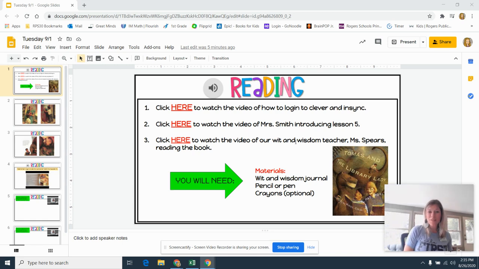You have already watched the video of how to log into Clever and InSync. You have got the hang of it by now, but just make sure that you've logged into both Clever and InSync and that tab is up. That white square is what you click on in Clever, and then you're in your Google Classroom now.